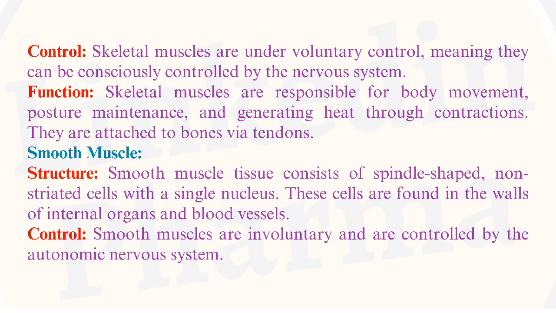They are attached to bones via tendons. 2. Smooth muscle. Structure. Smooth muscle tissue consists of spindle-shaped, non-striated cells with a single nucleus. These cells are found in the walls of internal organs and blood vessels.